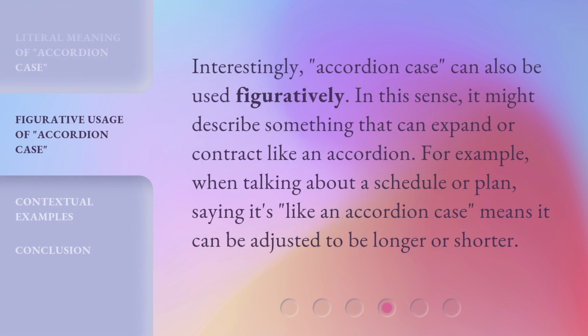Interestingly, accordion case can also be used figuratively. In this sense, it might describe something that can expand or contract like an accordion. For example, when talking about a schedule or plan, saying it's like an accordion case means it can be adjusted to be longer or shorter.